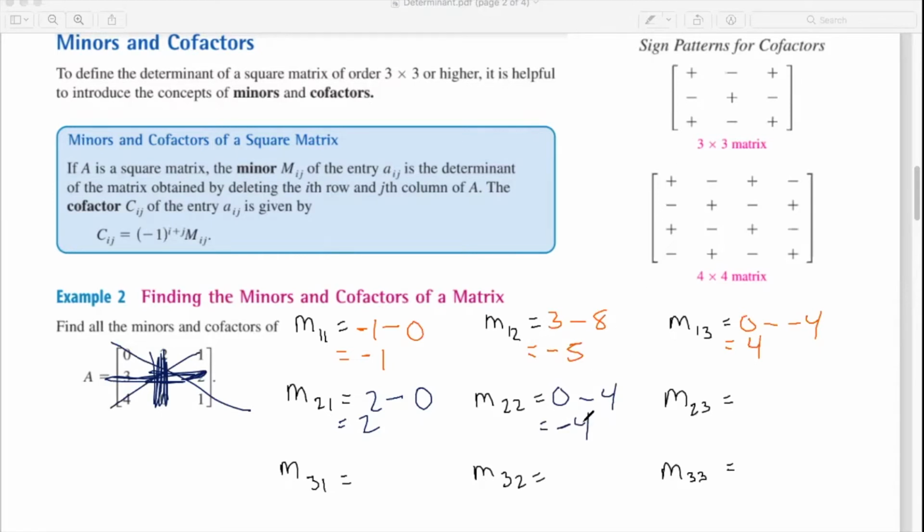And the last thing we need to do here in row 2 is work on the minor from row 2, column 3. So in row 2, column 3, we're not going to look at row 2, we're not going to look at column 3, and we're going to find the determinant of what remains, which would be 0 times 0 is 0, minus 4 times 2 is 8. 0 take away 8 is -8.